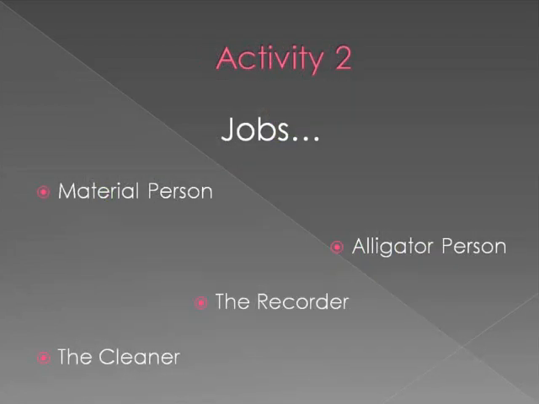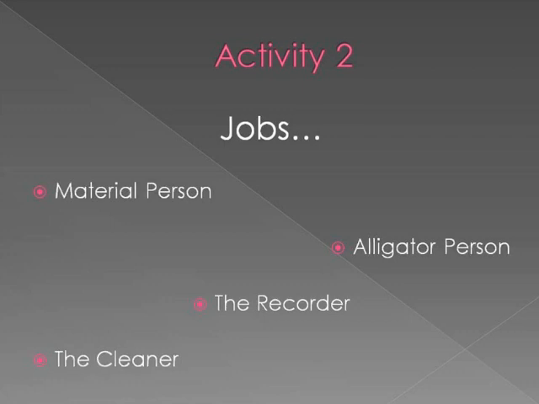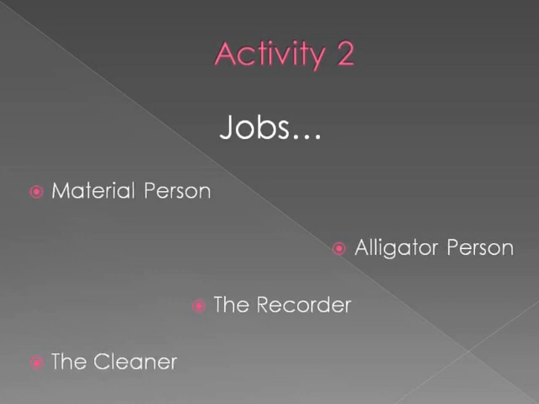The next activity is our main project for this lesson. Each group member will have a job. There will be a material person, an alligator person, the recorder, and the cleaner. The material person, please make sure you get 1 pencil per group member, 1 eraser per group member, a poster board for the whole group, glue for the whole group, magazine, and scissors for the whole group, okay? There's also a little description near the materials for what you need to get.